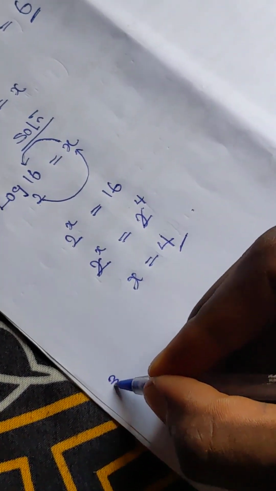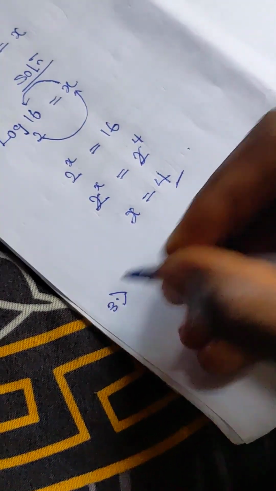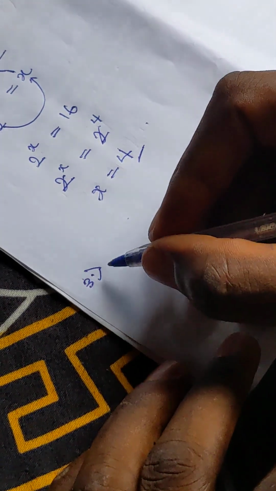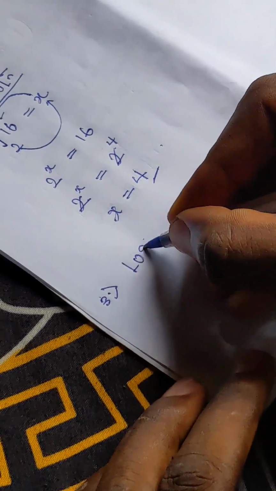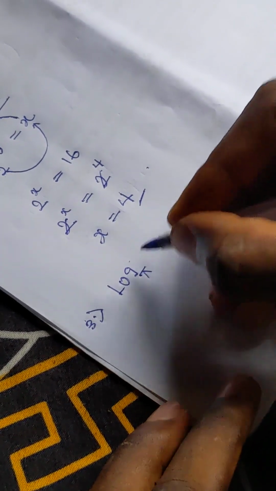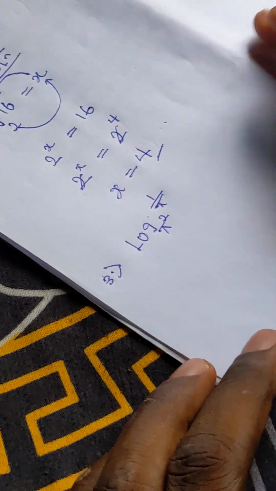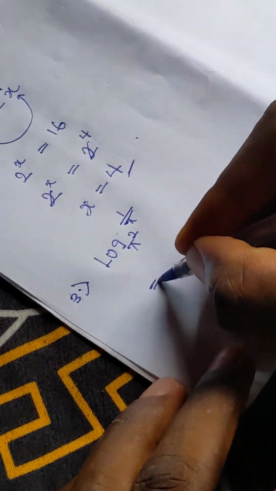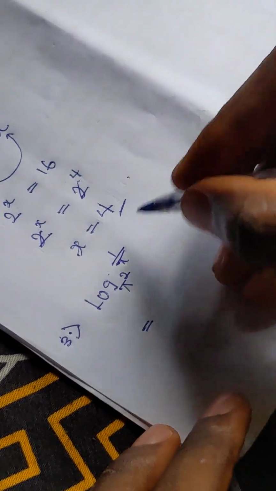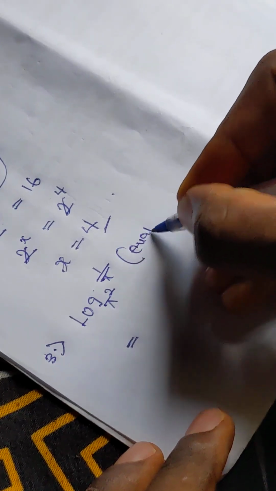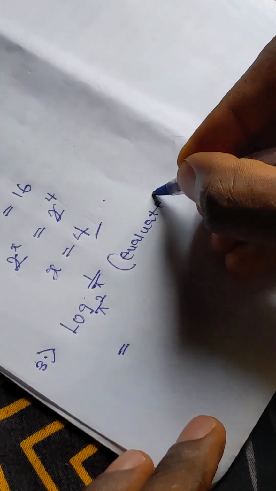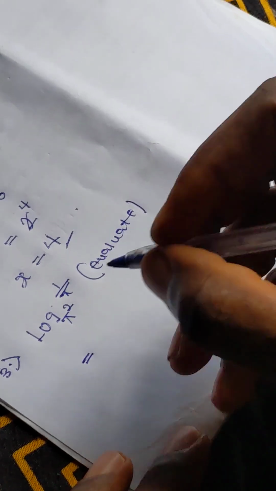Then we have the third one. So number 3, we have log pi square of 1 over pi. So what would this be? Now we're asked to evaluate. Remember, we are asked to evaluate this. We are not asked to solve. Evaluate means bring down to the lowest term.